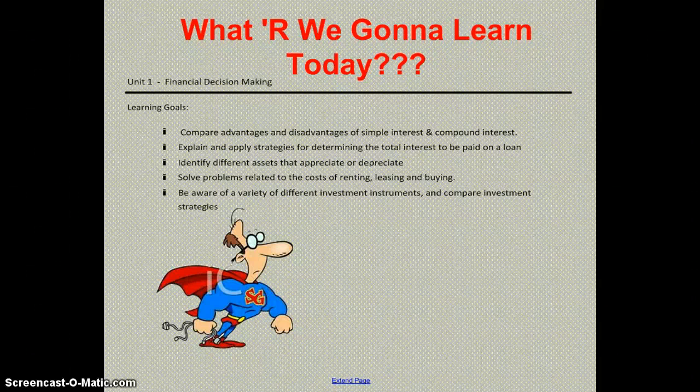So this is the first lesson of Foundations 30. We're talking today about simple interest and how to calculate interest.